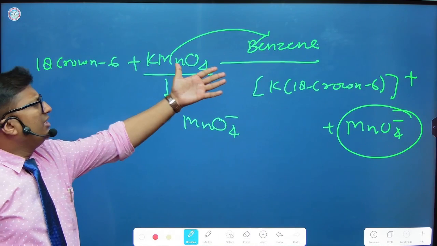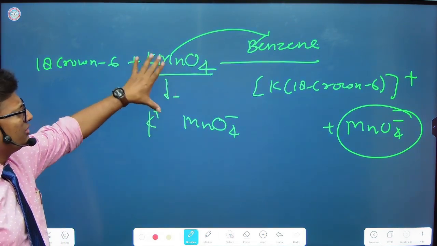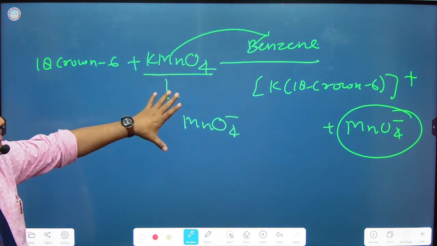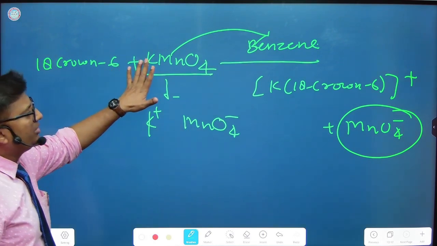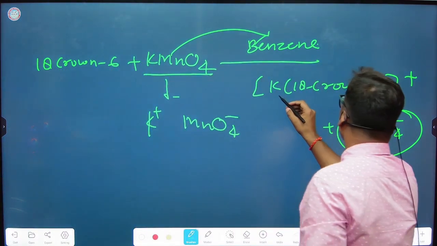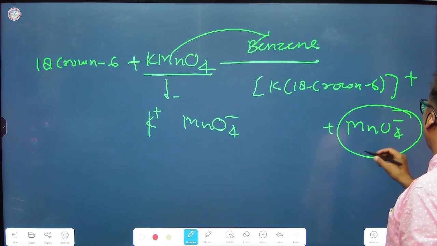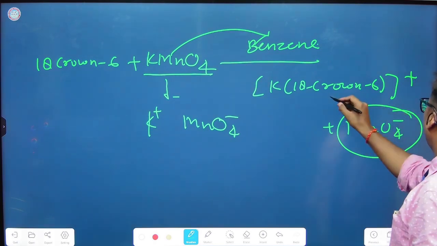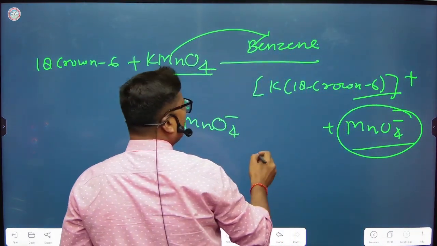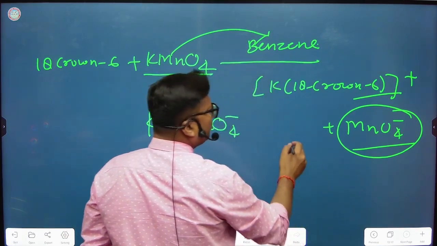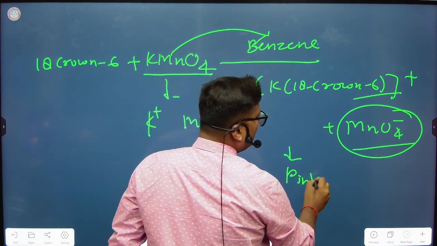In the case of benzene, it is not dissolved. Rather, it remains as such in the solid phase in the reaction medium. But when 18-crown-6 is added, potassium plus is abstracted. So it forms a [K(18-crown-6)]+ complex with an overall cationic charge, and hence cations and anions are both present in the benzene, and now the solution appears pink.